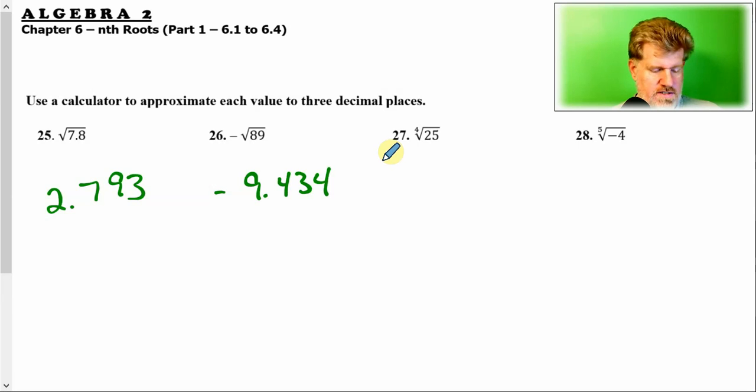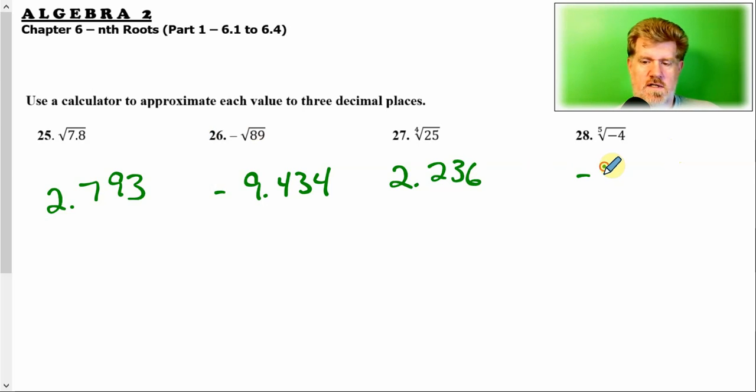So again, I just do math. Whoops, hold on, let me do that. So math, go down to the 5th option, put a 4 on the outside, a 25 on the inside. I get 2.236. And the same thing. Math, fifth option down. Put a 5 on the outside and put a negative 4 on the inside. Negative 1.3120.